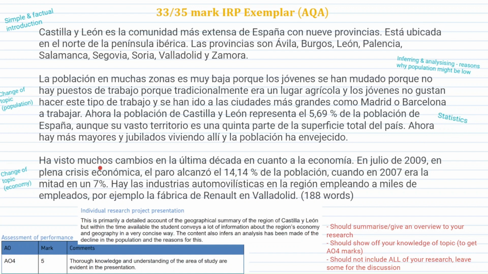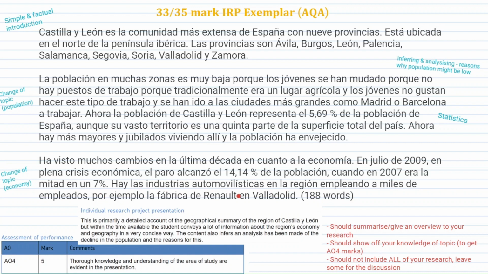Ha visto muchos cambios en la última década en cuanto a la economía. En julio de 2009, en plena crisis económica, el paro alcanzó el 14,14% de la población, cuando en 2007 era la mitad, en un 7%. Hay las industrias automovilísticas en la región empleando a miles de empleados.